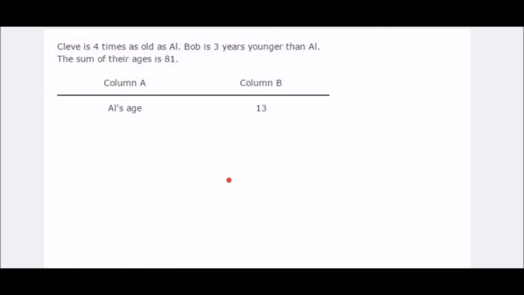Next question is, Clive is 4 times as old as L and Bob is 3 years younger than L. The sum of their ages is 81. We have to find out for column A the L age, and column B is already given 13. So from the question we see here, Clive equals 4 times L and Bob is 3 years younger than L, and the sum of their ages is 81. That is L plus Bob plus Clive is equal to 81 years.